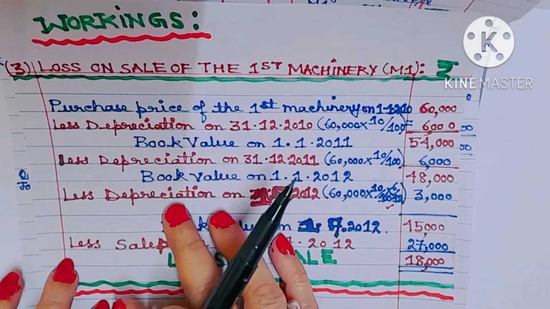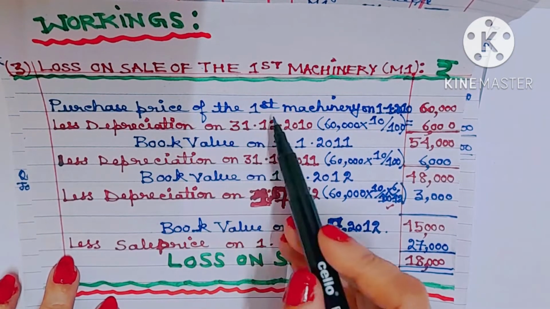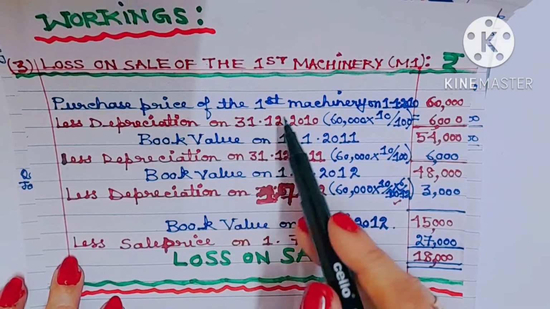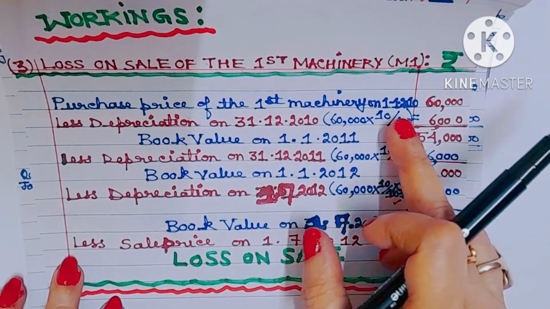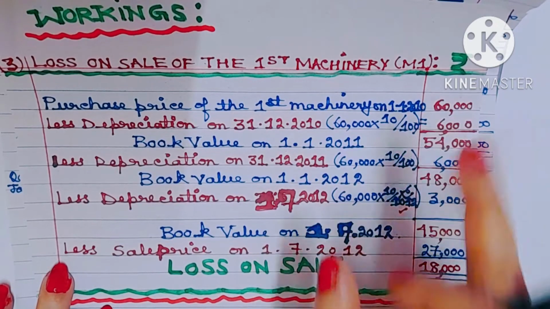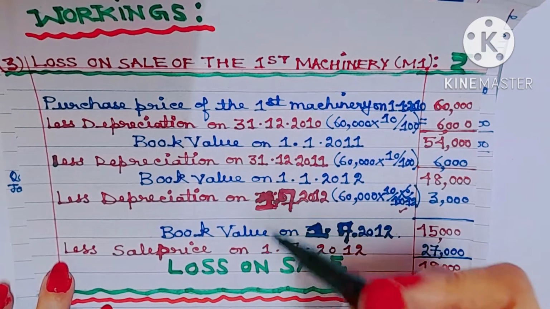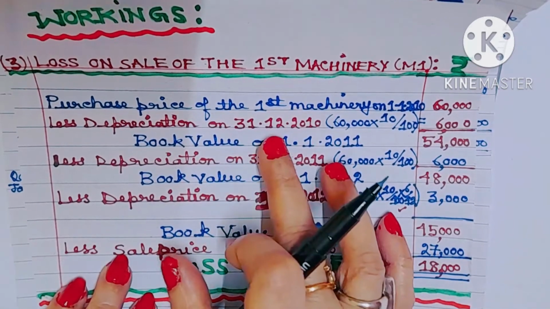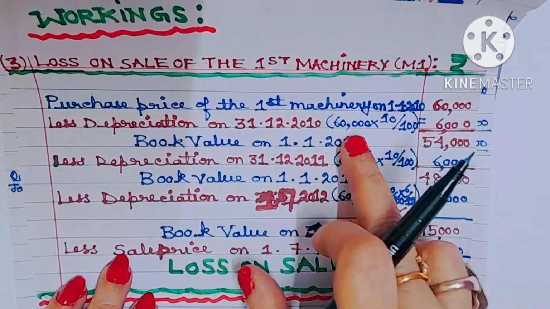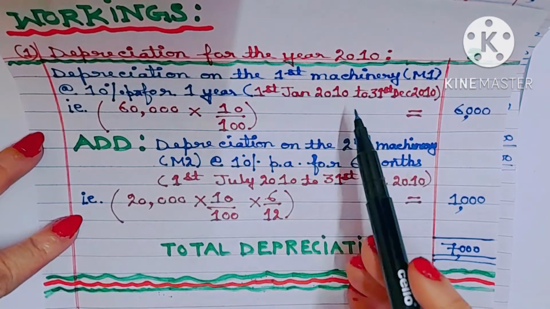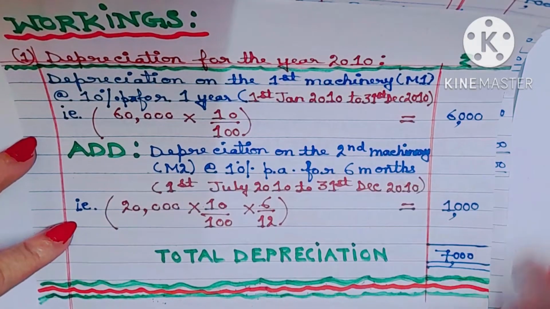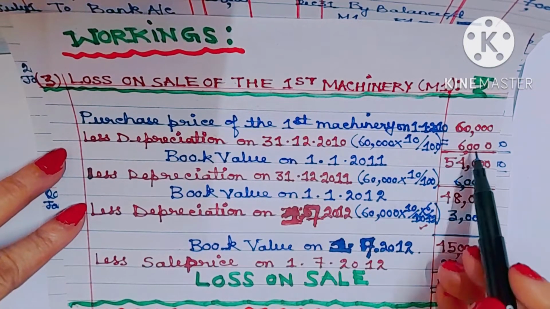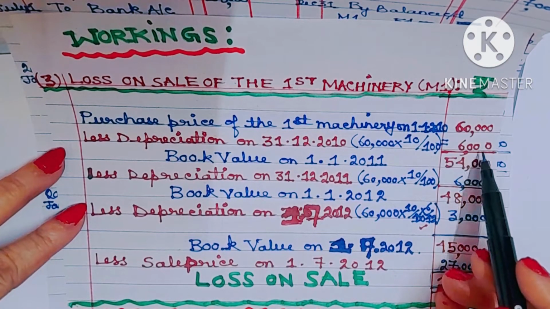So first thing you got to write is purchase price of the first machinery on 1/1/2010 কত ছিল? The purchase price of the first machinery on 1st January 2010 এ ছিল 60,000. 10 এর depreciation কত ছিল first machinery? Because XYZ Limited first machineryটাকে সেল করছে। So less depreciation on 31st December 2010. That is, I've already shown you. Let me show you once again. The first machinery was 6,000. Understood? So we'll deduct 6,000 from the machinery. So 6,000. 60,000 minus 6,000 will give you 54,000.